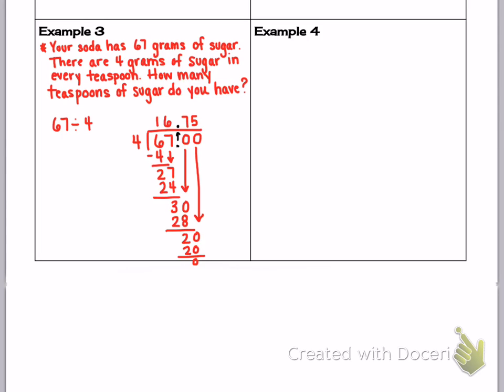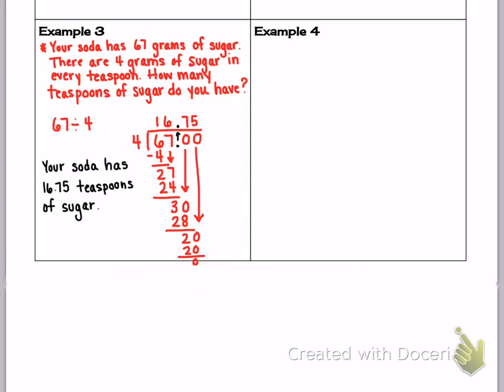So I have 16 and 75 hundredths. So you're going to write your sentence that says, your soda has 16 and 75 hundredths teaspoons of sugar. So again, you're dividing into that whole number instead of writing a fractional answer, which you could have before. Now we're going to add that decimal and just keep dividing.